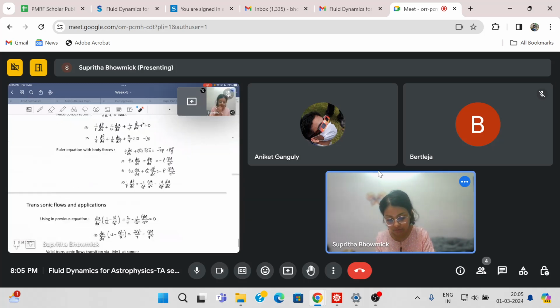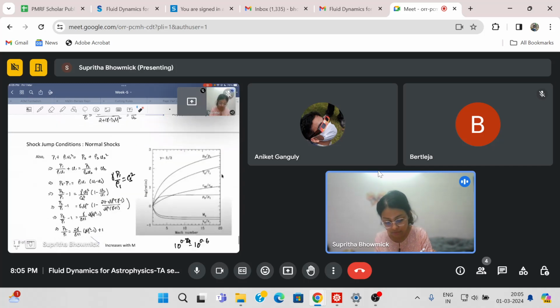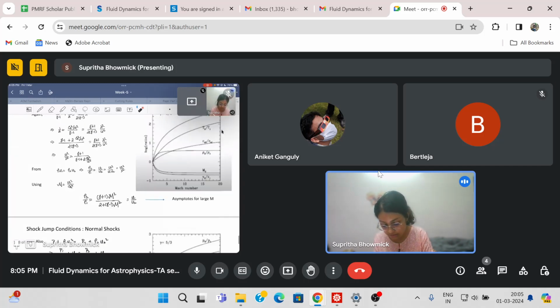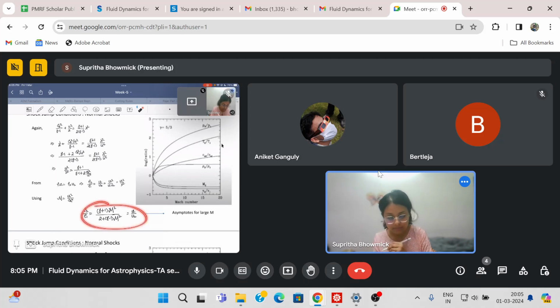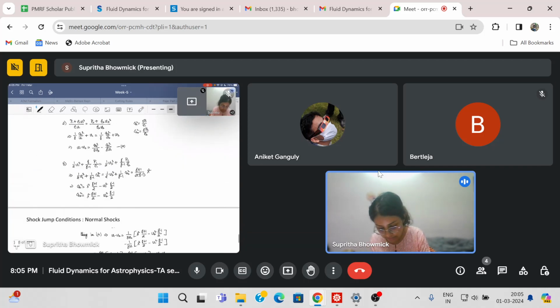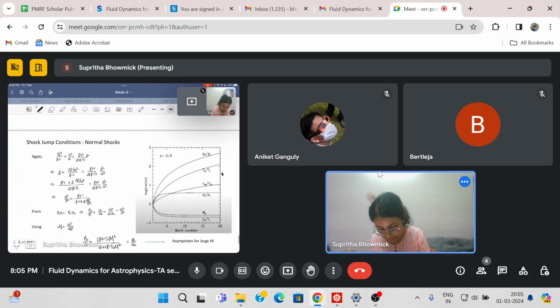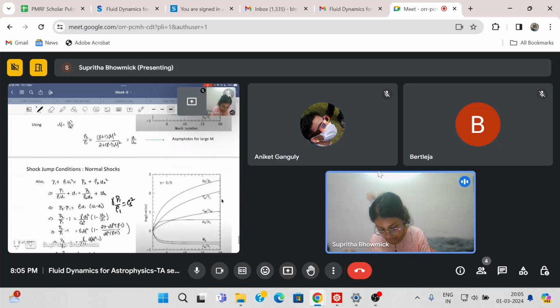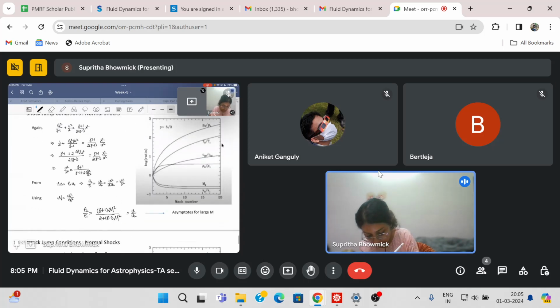One more thing is we don't even have to worry so much about finding this number. Look at this equation. What you can do is you can find out rho 1 by rho 2 from here, right? So this will be 2 by gamma plus 1 Mach square plus gamma minus 1 by gamma plus 1.